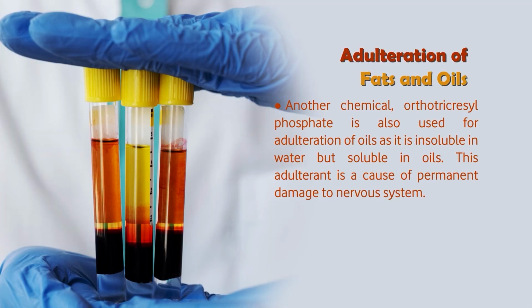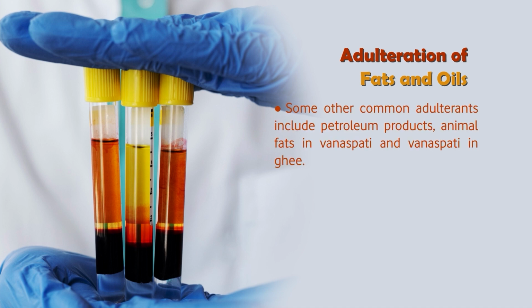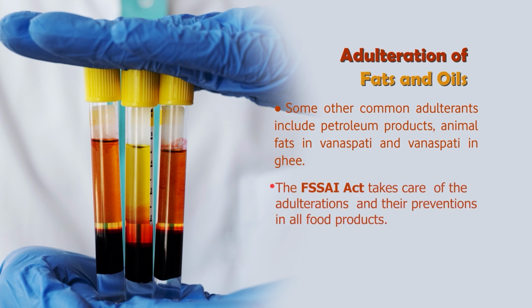Another chemical, orthotriglycerine phosphate, is also used for adulteration of oils as it is insoluble in water but soluble in oils. This adulteration is a cause of permanent damage to nervous system. Some other common adulterants include petroleum products, animal fats in vanaspati and vanaspati in ghee. The Indian Prevention of Food Adulteration Act takes care of the adulteration and their prevention in all food products.